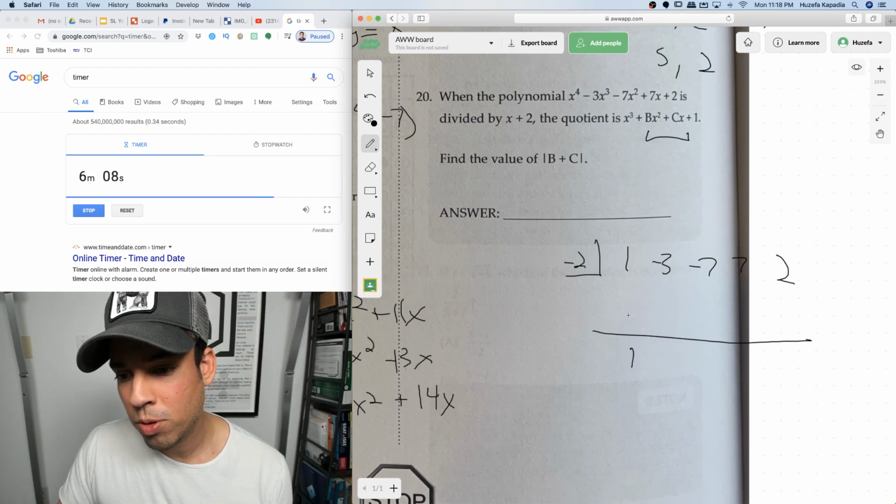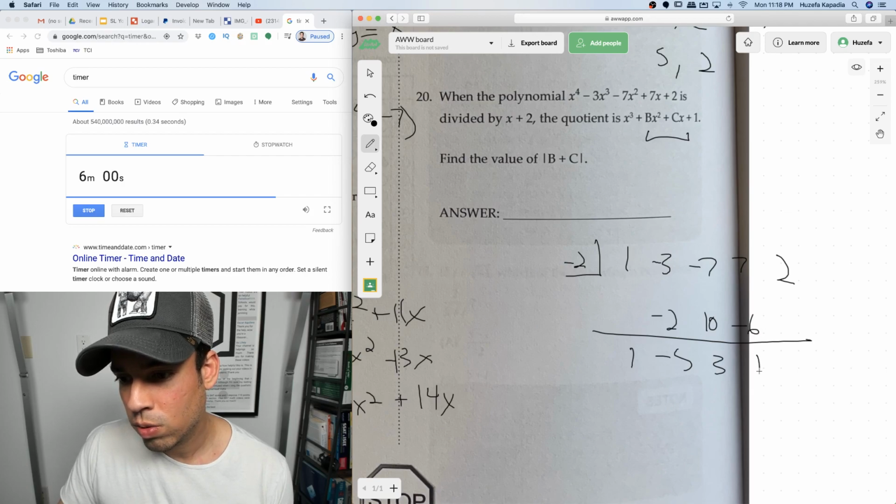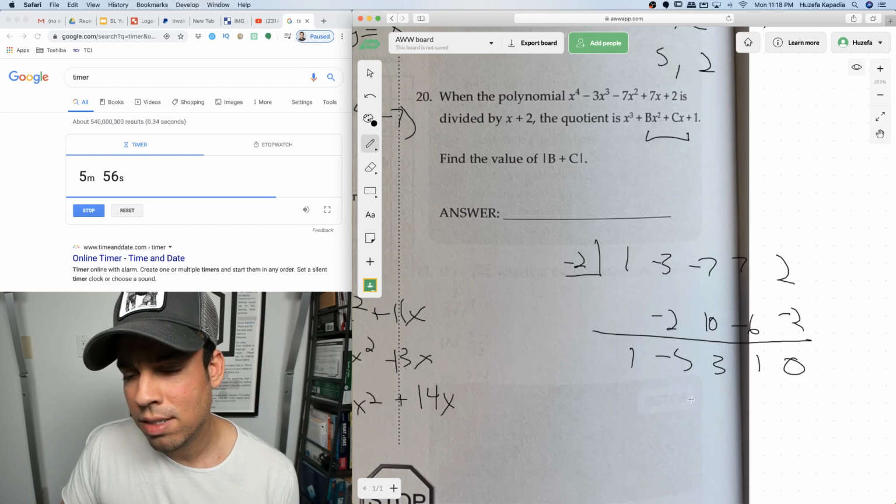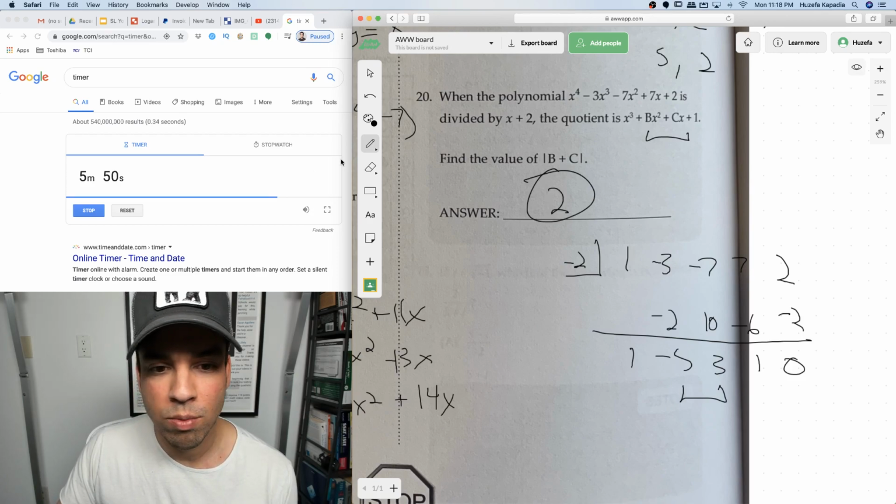So we drop the 1, multiply by -2, we get -2. Add these guys, -5, multiply that, we get 10. Add those, we get 3, times that is -6. Add those, we get 1, times -2 is -2, 0. Perfect. So the b and c values are these two guys. So that's -2, and the absolute value of that is 2, and we are done.